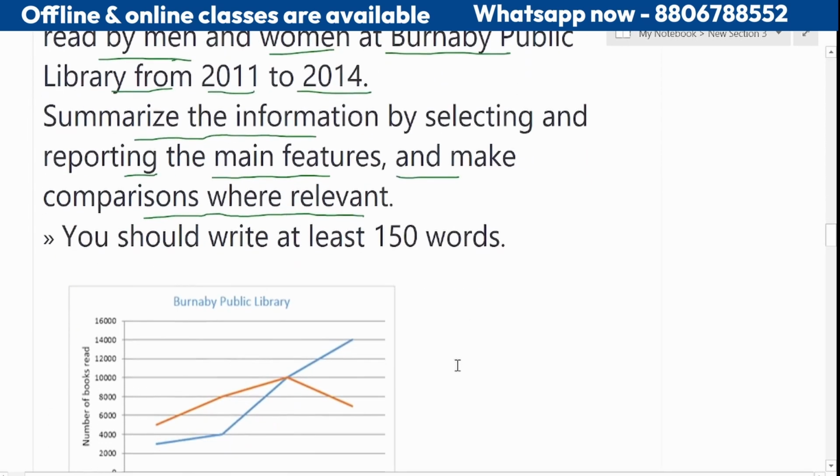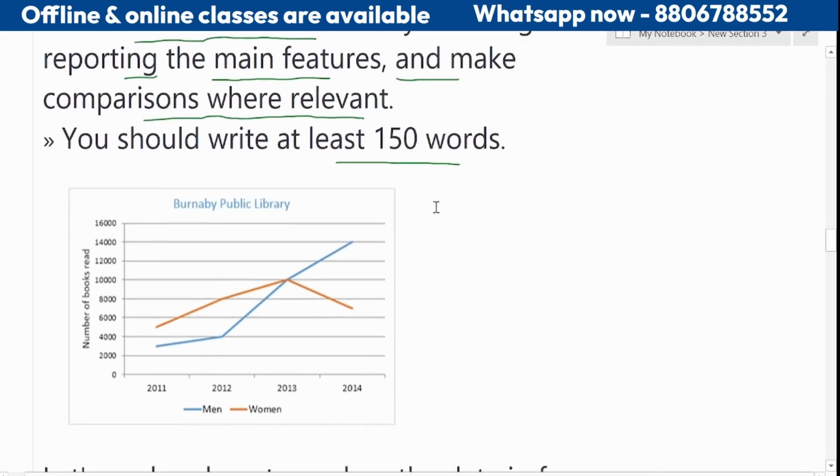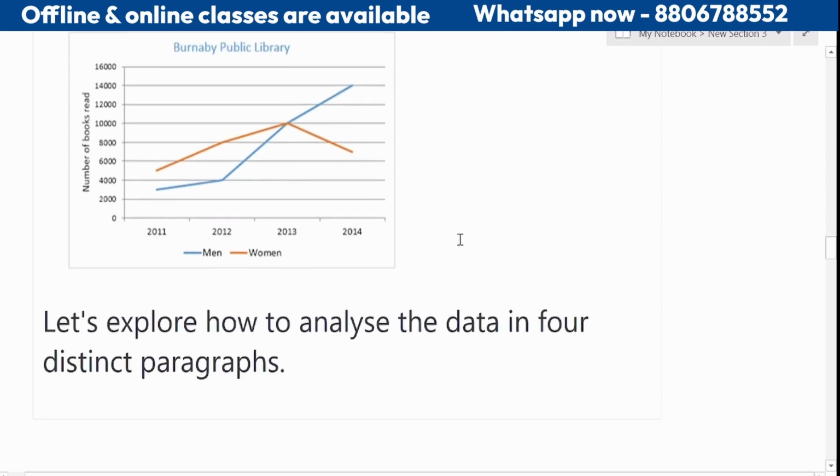Fine. So what you should do, you should write at least 150 words. So please follow the instructions. The minimum 150 words you need to write. Now here there is a line graph in the form of a diagram displaying information. So you need to go through the line graph and try to comprehend and analyze the data. So let's explore how to analyze the data in 4 distinct paragraphs.